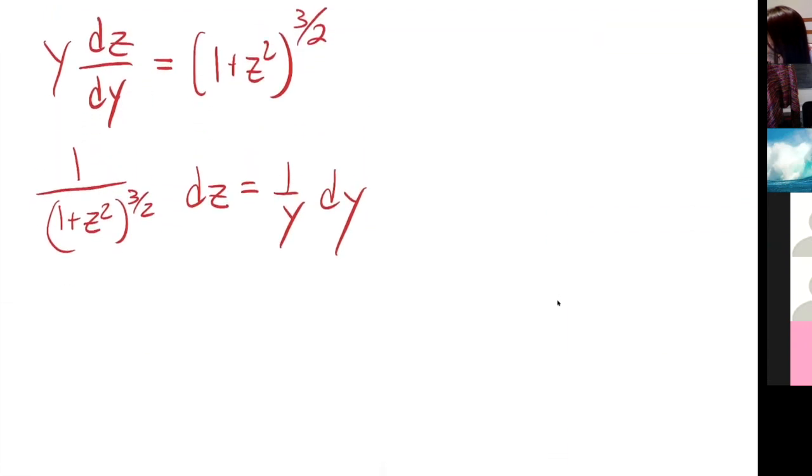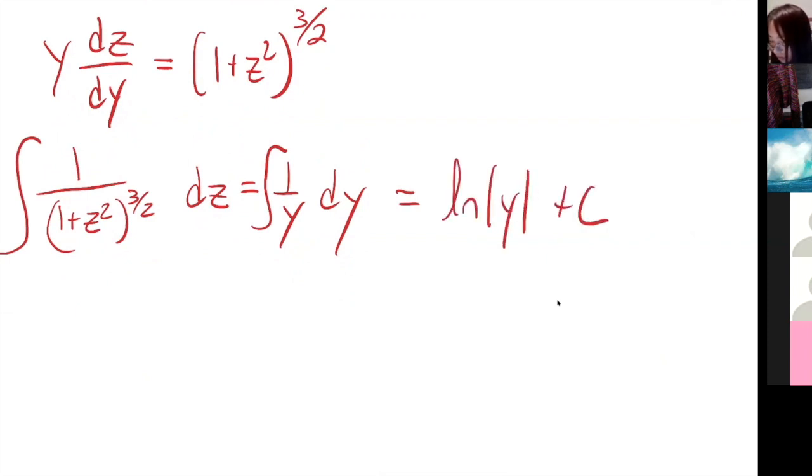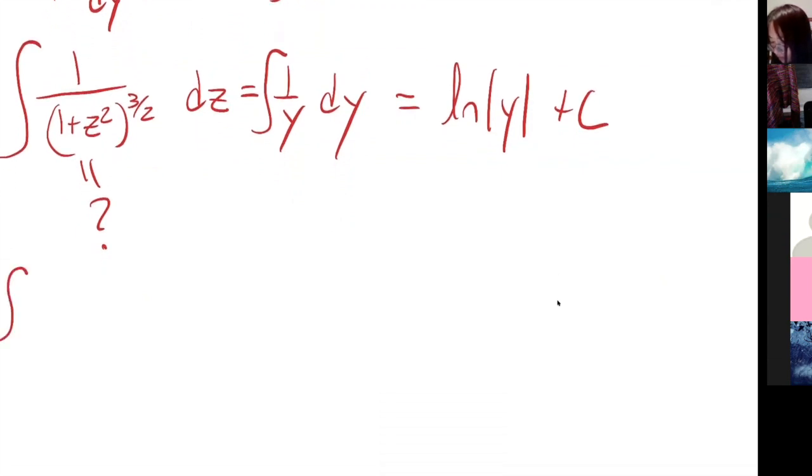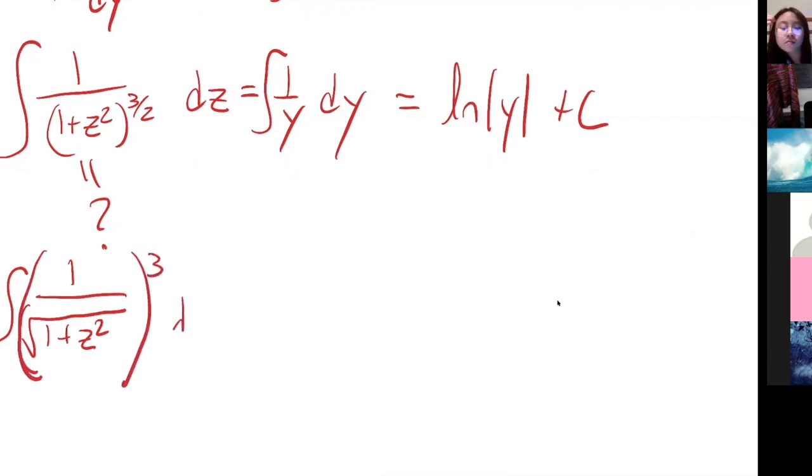And then the idea here is, right, I don't think integrating that side is the issue. But it's probably what to do with this 1 over 1 plus z squared to the 3 halves. Yeah, so let me just rewrite it. So saying 1 plus z squared to the 3 halves is the same thing as saying the square root raised to the 3rd power.